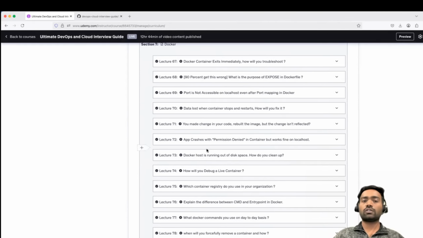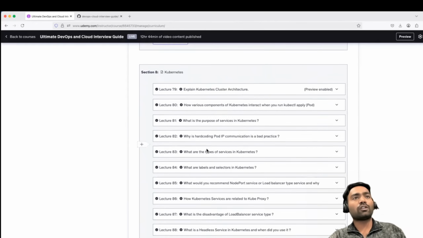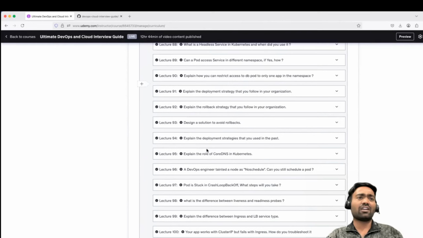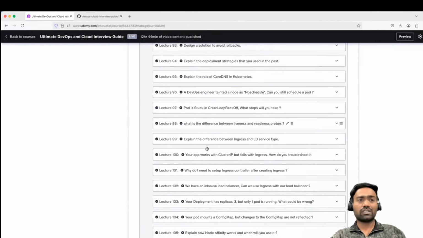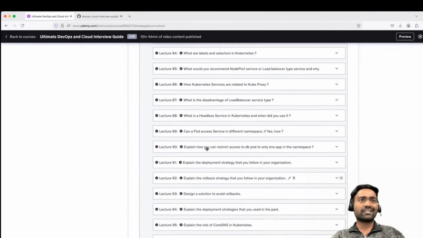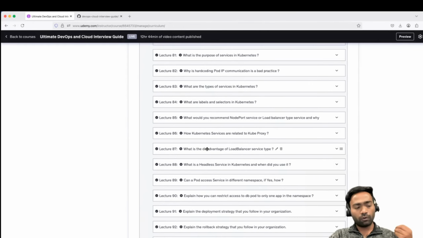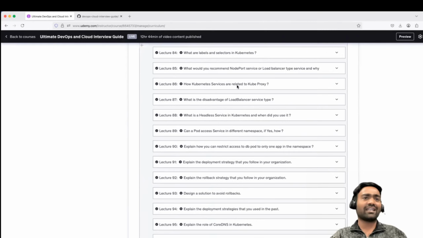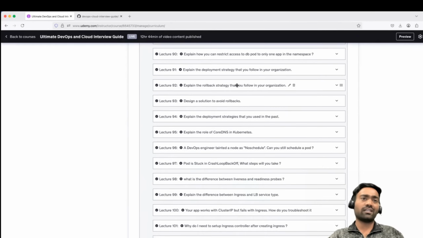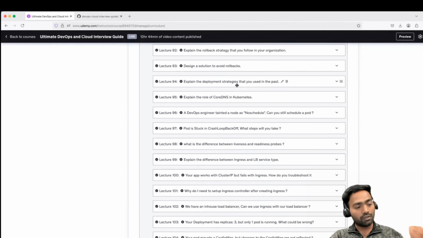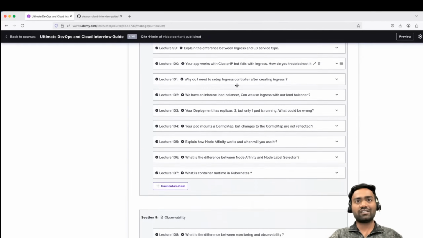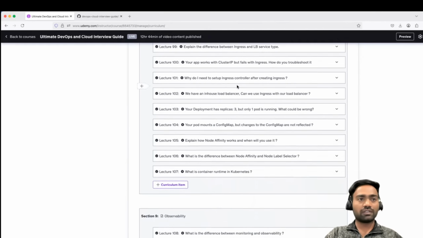We only focused on questions where you find it difficult to answer in the interviews. Then there is also a section for Kubernetes. There are a lot of questions on Kubernetes because the majority of interviews these days have a focus on Kubernetes. So we covered everything from Kubernetes architecture to network policies, pod disruption, node selector, taints and tolerations, everything that you can think of.